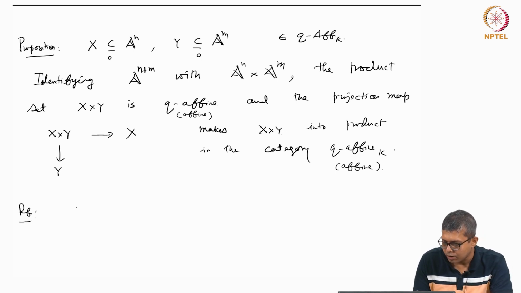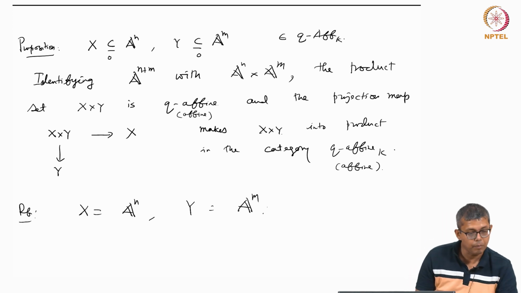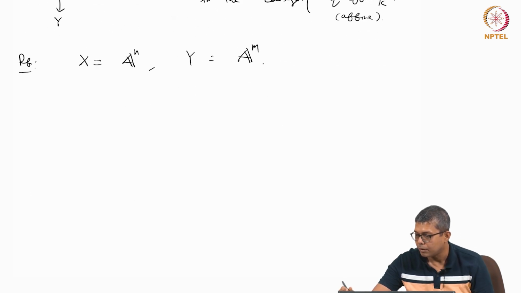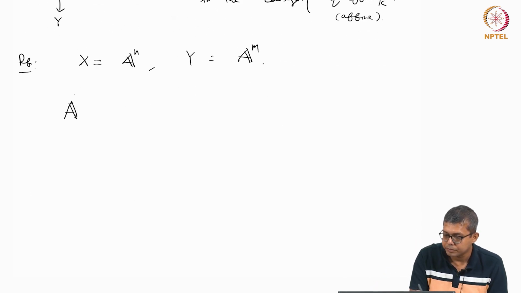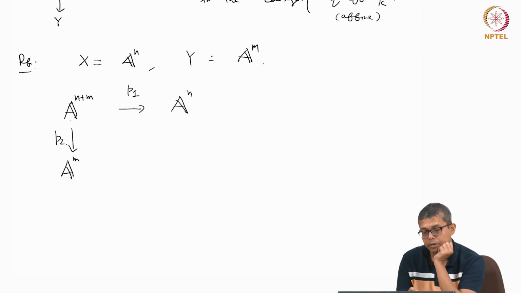Let's just recall that when X equals A^n and Y is A^m, then the product is nothing but A^(n+m), right? To say that it is a product, first of all, you have to say that there are two things. First of all, A^(n+m) is an affine variety, you have to say.